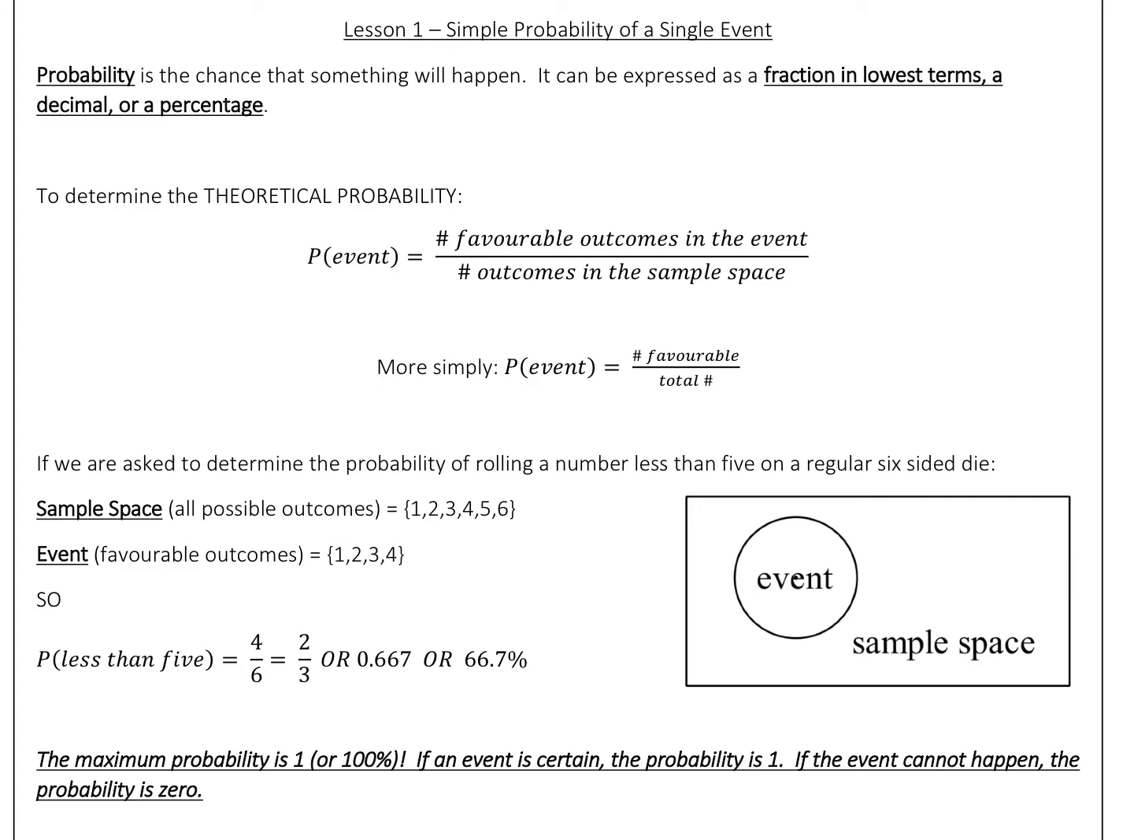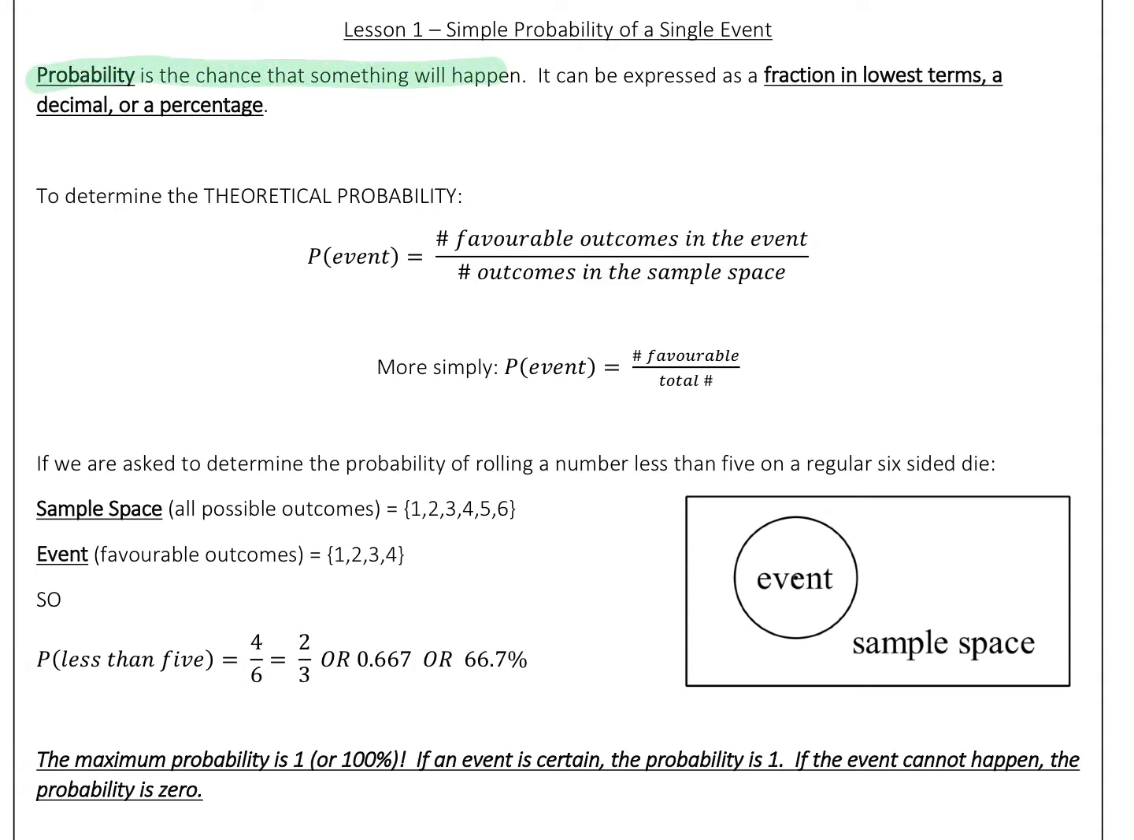Welcome to Foundations 30. This is lesson 1, simple probability of a single event. So what we're going to look at in this lesson is just a quick review of probability back from grade 9 and a little bit of Foundations 20, some definitions like sample space and event, and how we calculate simple probabilities. Okay, so just a reminder that a probability of something is the chance that it's going to happen.